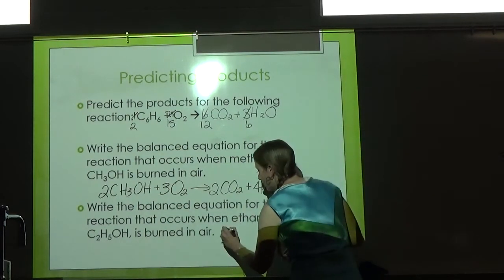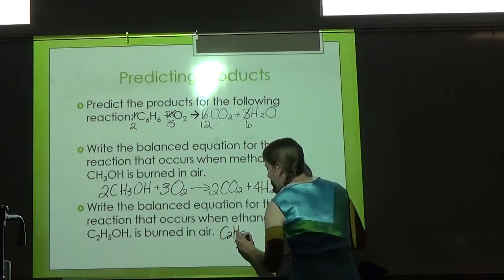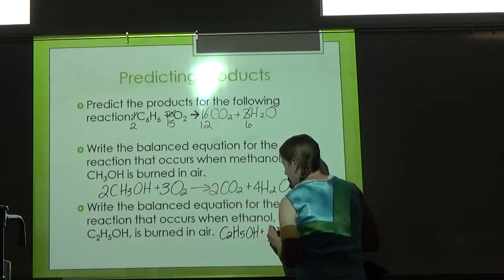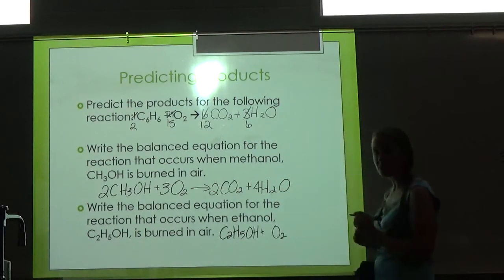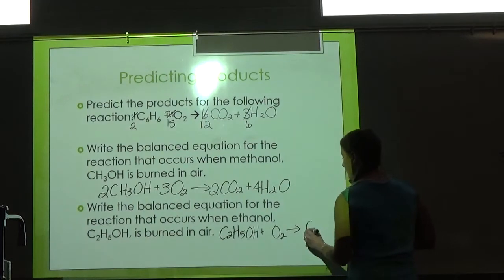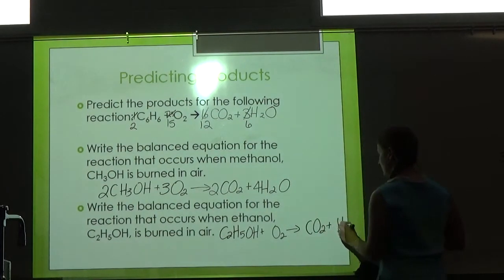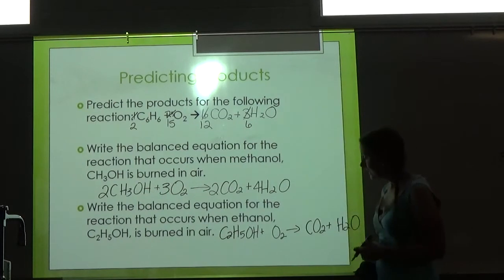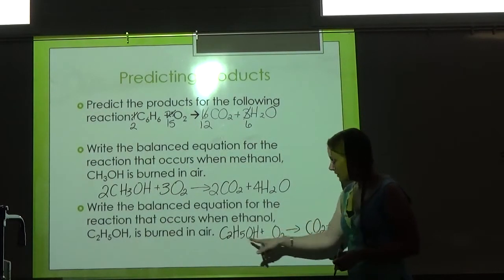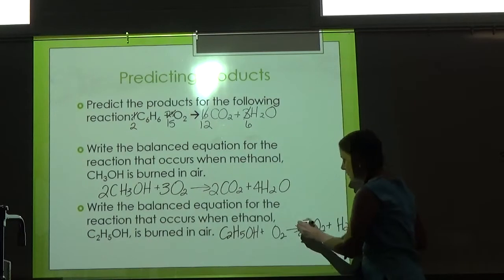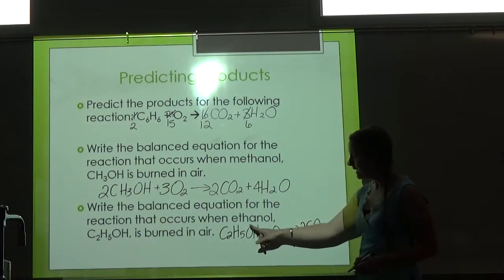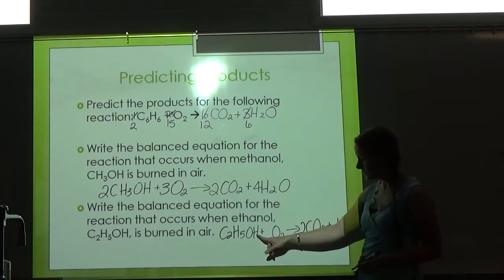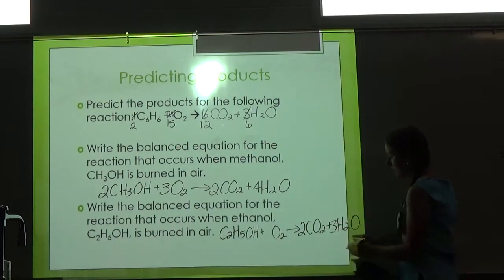So this time we're starting with C2H5OH. When something burns in air, that means it's reacting with the oxygen. So because I know it's combustion, I know my products are CO2 and H2O. All right, so let's get balancing. I have 2 carbons here and only 1 here, so I'm going to put a 2. I have 6 hydrogens. So 3 times 2 gives me 6 hydrogens over here.